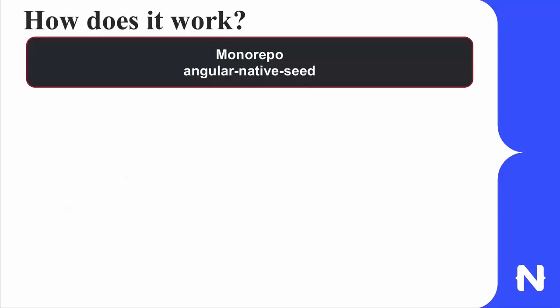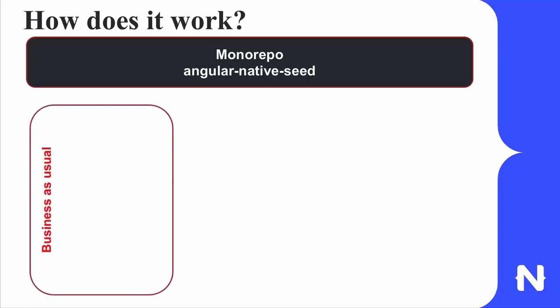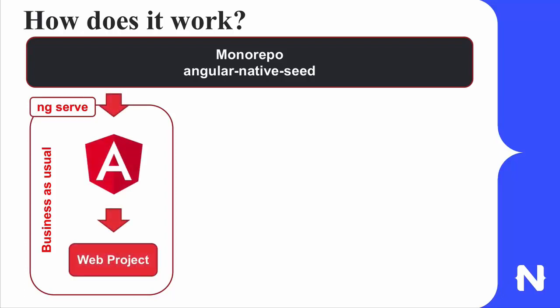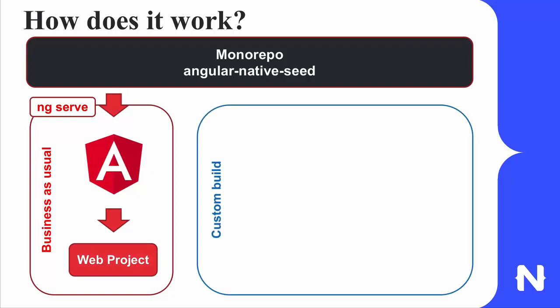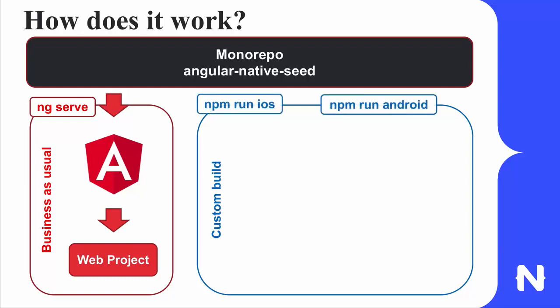So I'm going to focus today on the Team Maestro Seed. So the way it works, it has its own build system. If you want to build a web application, it's business as usual. You just call ng serve, and that calls Angular CLI, and you get a web project as a result. If you want to build a NativeScript application, then this specific monorepo has its own build process. So you run npm run ios or npm run android, and then this will execute in 2 steps.